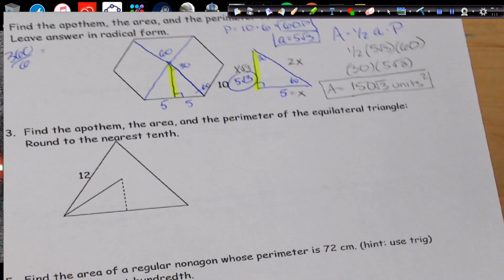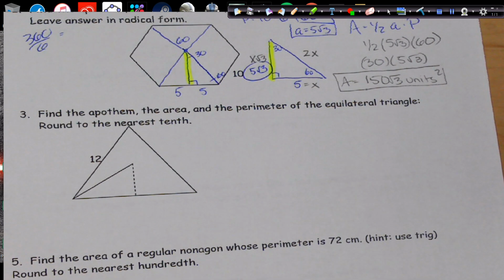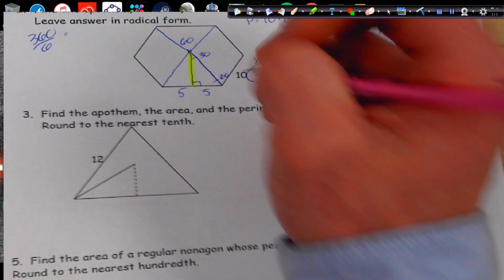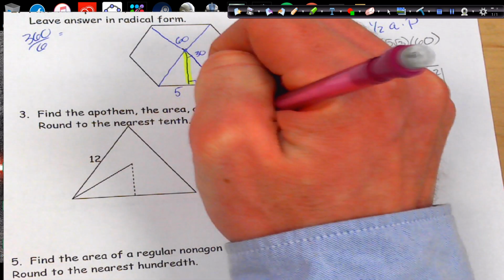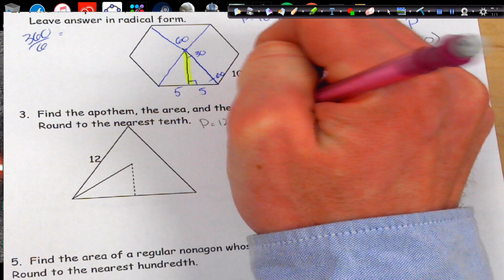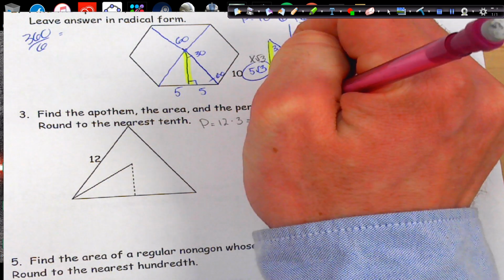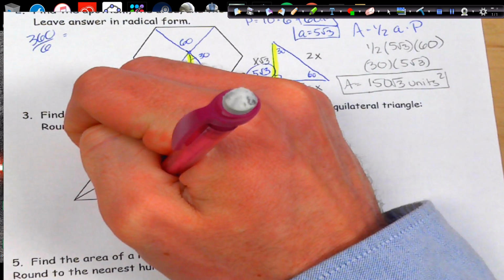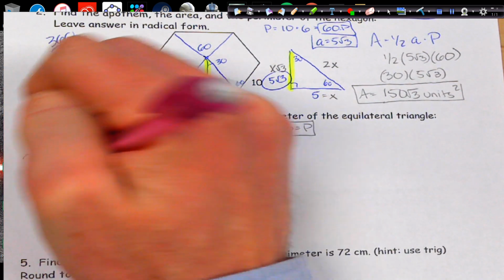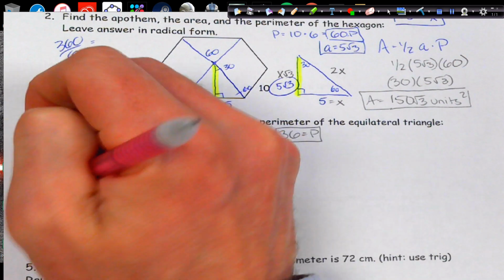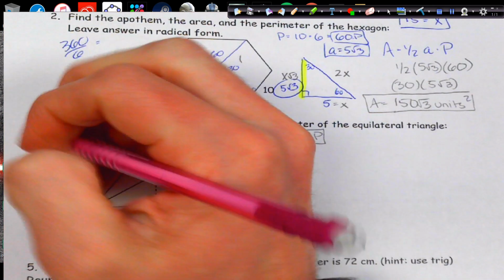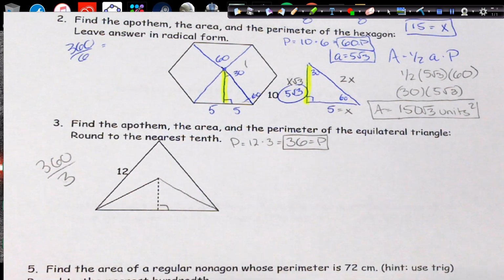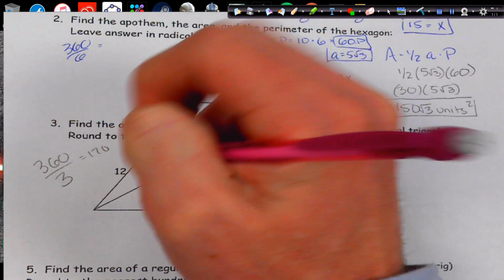Number 3, find the apothem, the area, and the perimeter of the equilateral triangle. Well, first off, the perimeter is going to be really easy. It's just 12 times 3, which is going to give me 36 for the perimeter. Next, I need to draw this in. And we're going to find our central angle, which is 360 divided by 6. Just kidding, that's what I did on the last one. It's going to be 360 divided by 3 because we have 3 sides, which is 120.